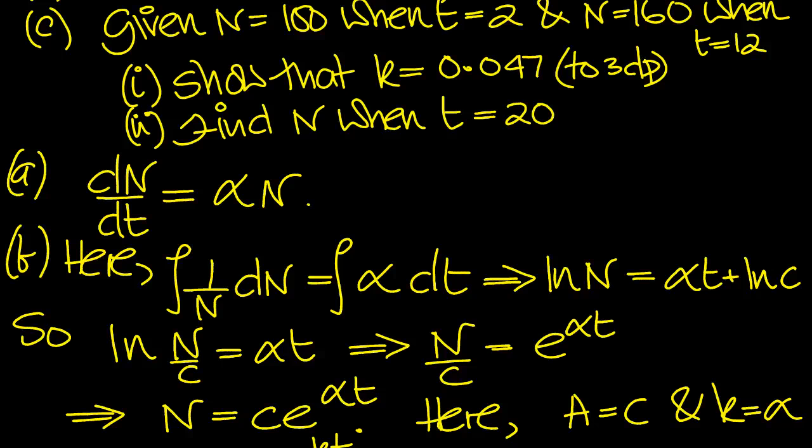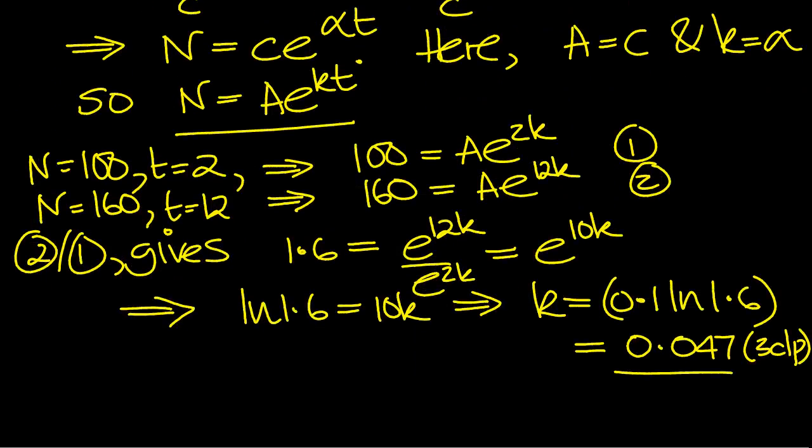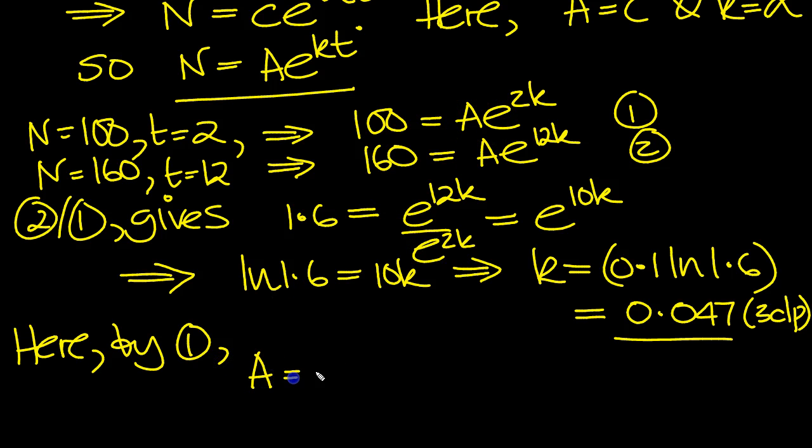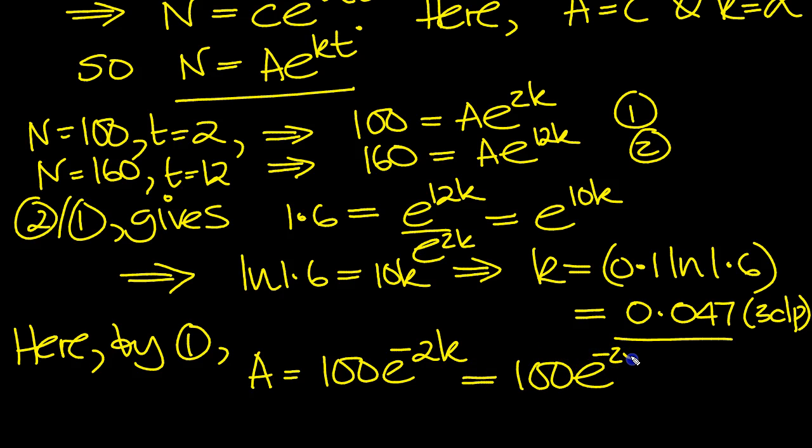So now it says find n when t is 20. In order to do that, we're going to need to find a. So let's use equation 1 then. So a will equal 100, and when we move this e to the 2k underneath, we can move it up to top level by flipping the index, so it's minus 2k. So that's a equals 100 e to the minus 2 times k, and k is 0.047, so we can tap that in a calculator.